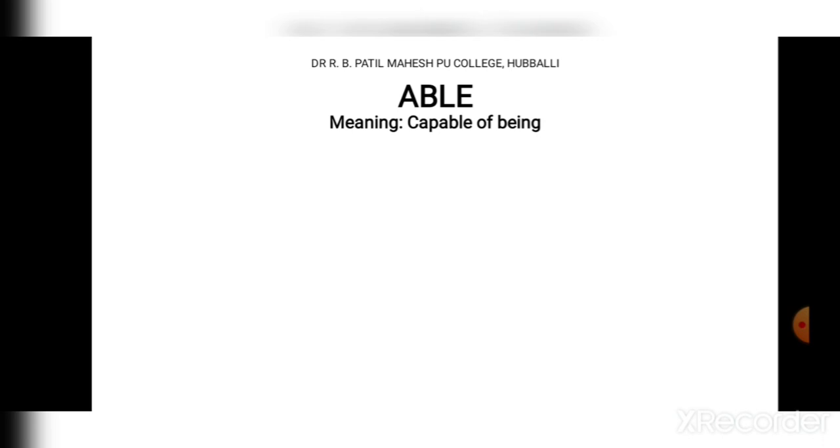The next one is able, that is the meaning is capable of being. Adapt, so if he or she is capable of being, one can be adaptable. Similarly, portable, believable, if one can have the quality to be believed, so we can use believable. Adorable, available, finally manipulable.